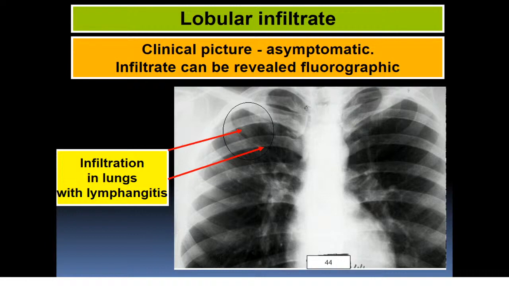On this X-ray, you can see infiltration in the lungs with lymphangitis. Infiltration in the first intercostal space between the first and second rib. And this infiltrate is connected with the lung root by lymphangitis. The size of this infiltrate is less than 3 centimeters, and the infiltrate has not clear borders.